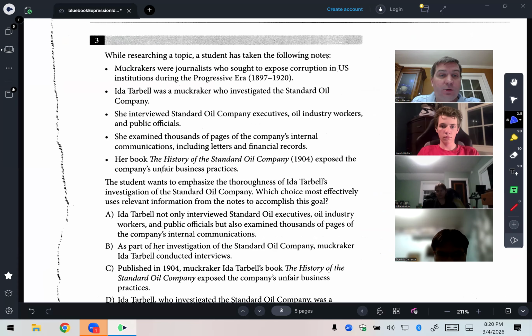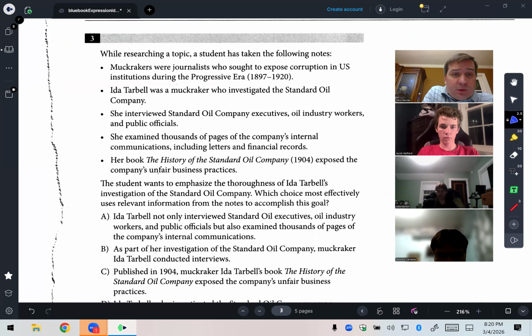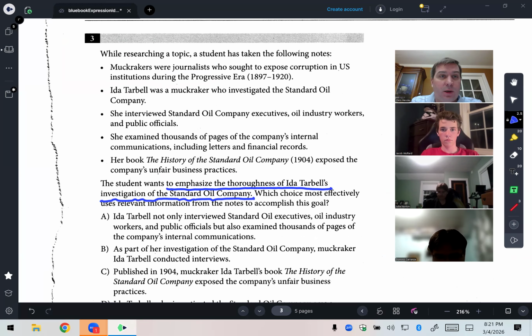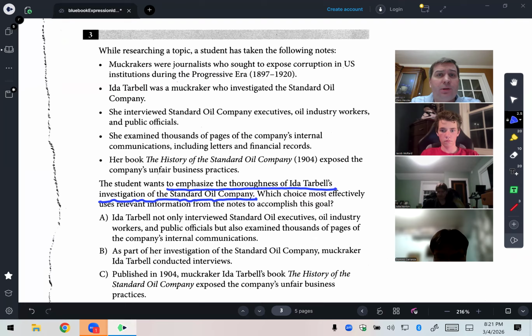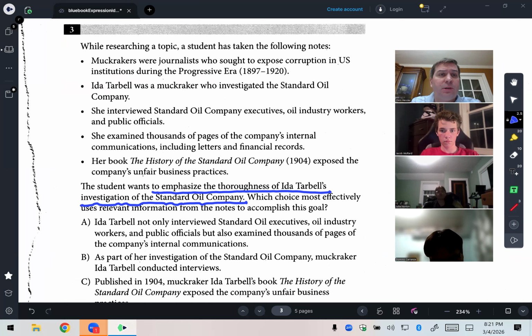Okay, the student wants to always underline what the student's trying to do. The student wants to emphasize the thoroughness of Ida Tarbell's investigation of the Standard Oil Company. Okay, muckrakers were journalists who sought to expose corruption in U.S. institutions during the Progressive Era. Ida Tarbell was a muckraker who investigated the Standard Oil Company.